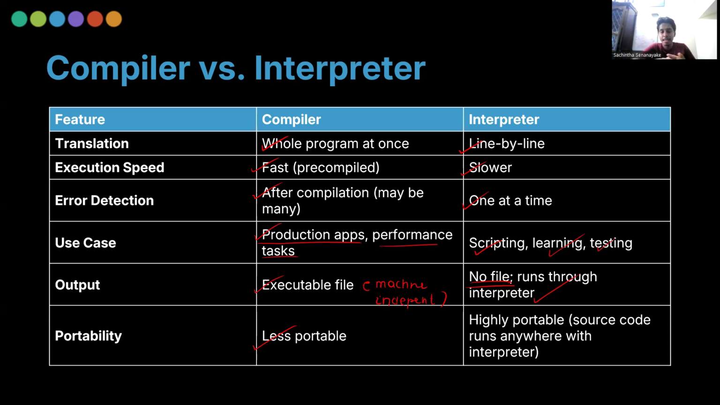Interpreted programs are highly portable. They're highly portable because you have to give the source code to the end user and they can run anywhere they want as long as the interpreter is installed. That's what makes interpreters highly portable. That's the difference between compilers and interpreters. Hopefully that makes sense to you guys as well.